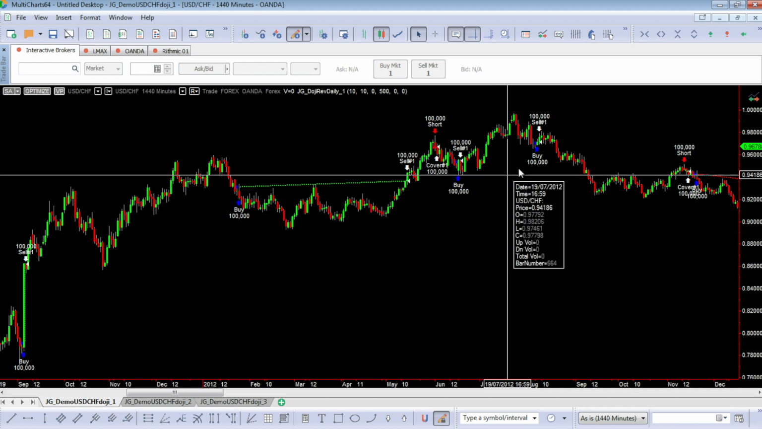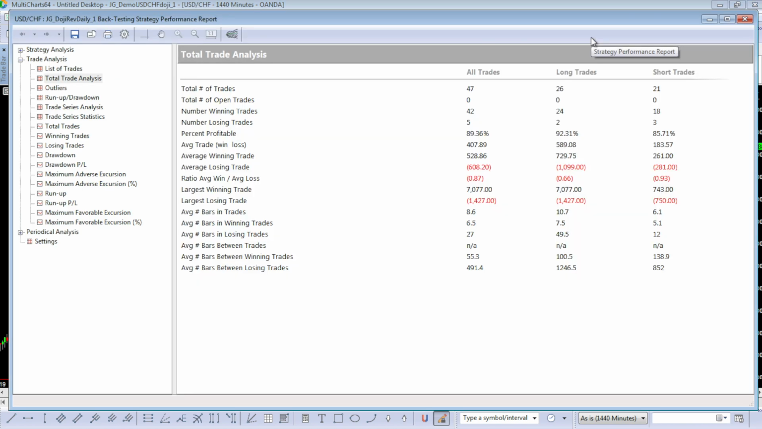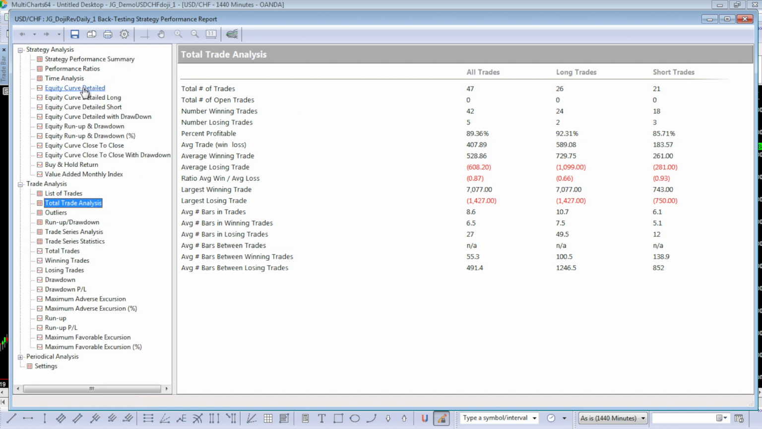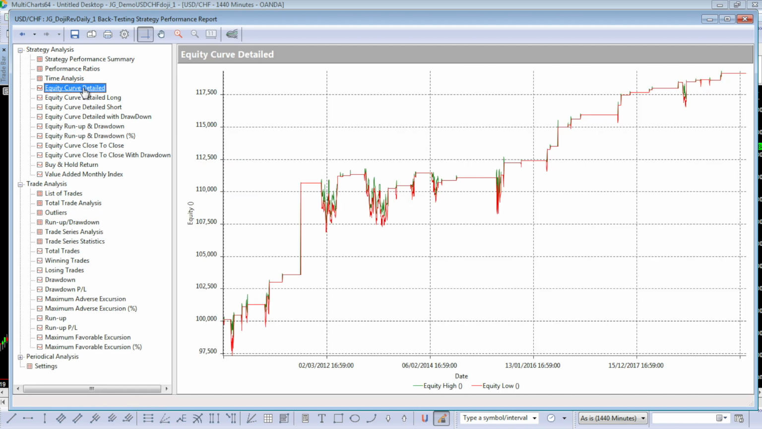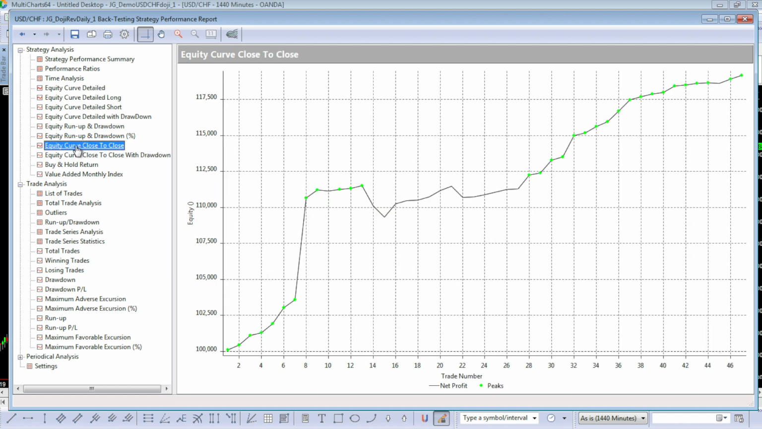So I have the bailout exit selected, and let's look at the performance report. Percent profitable is 89.36%, so very accurate. We've got a very large average trade at 407. By the time we've taken out some costs, maybe up to 50, we've still got a massive average trade, so that's great. Looking at the equity curve, that's what it looks like. It's got a flat period, hasn't it? But it's certainly going up. Looking at the close-to-close equity curve, we can see that it is going up.